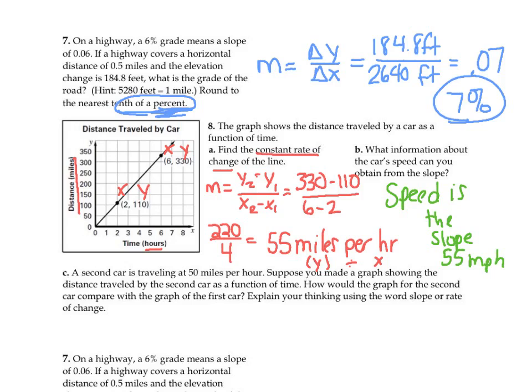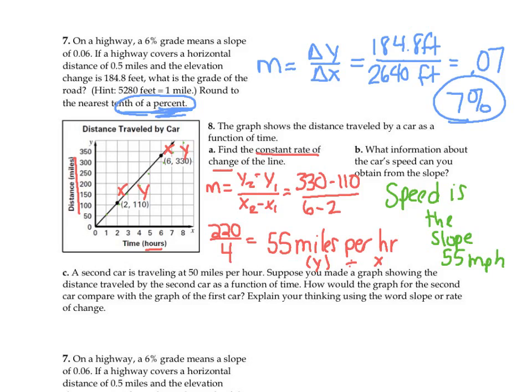Part C says a second car is traveling at about 50 miles per hour. Suppose you made a graph showing the distance traveled by the second car as a function of time. So if the car is going 50 miles per hour, I know after 1 hour it's gone 50 miles, after 2 hours it's gone 100 miles, after 3 hours it's gone 150 miles, and so on and so forth. And I could connect all those little green dots to make a straight line.